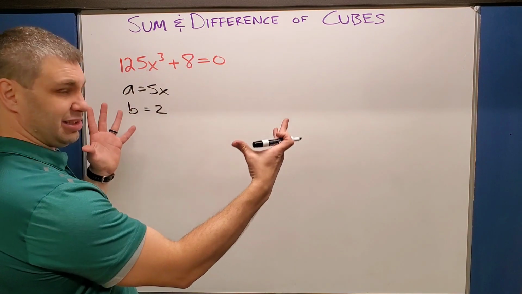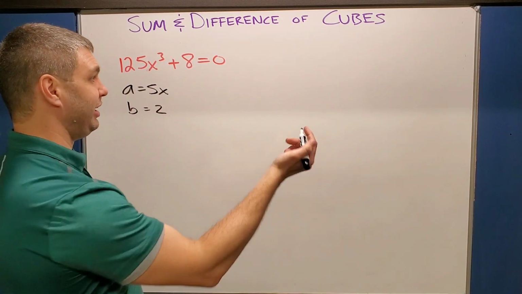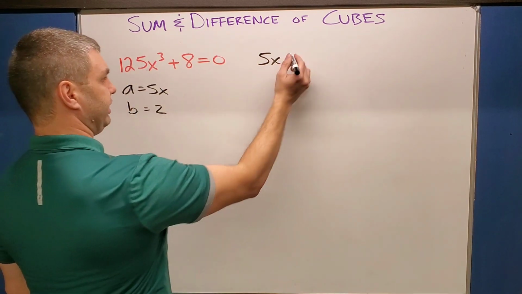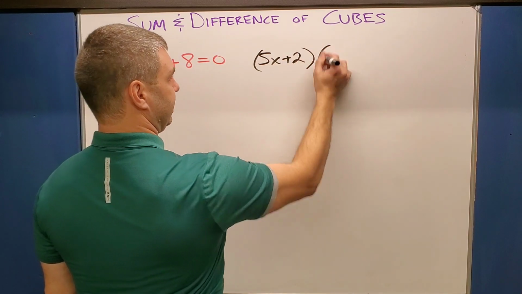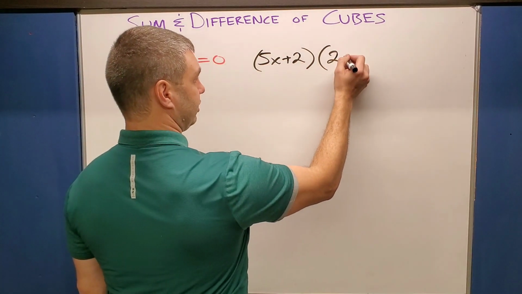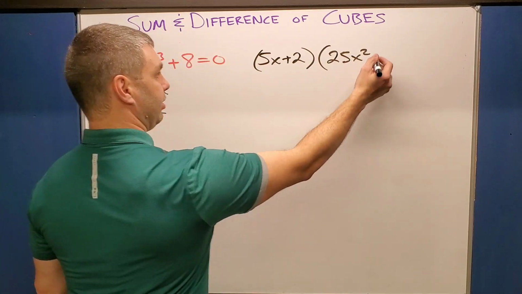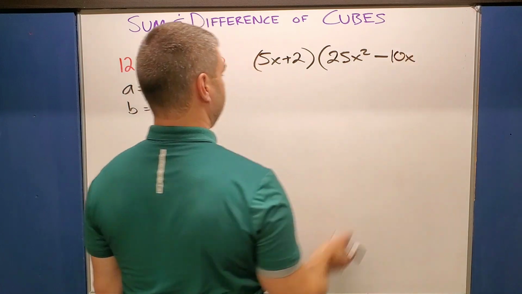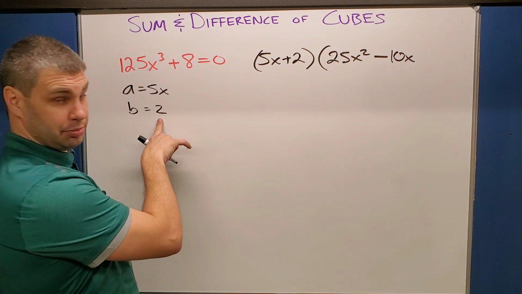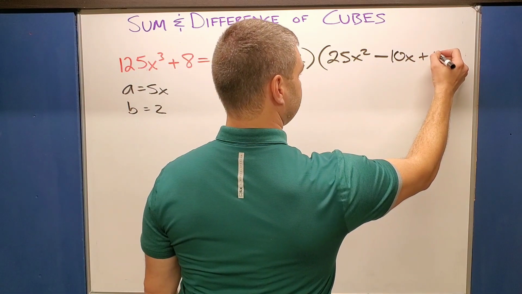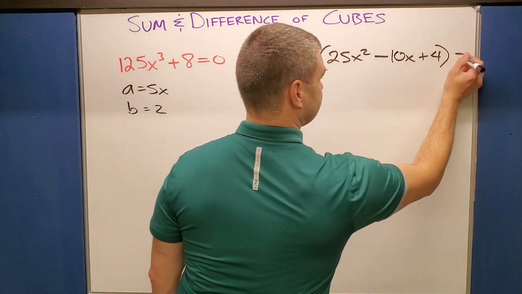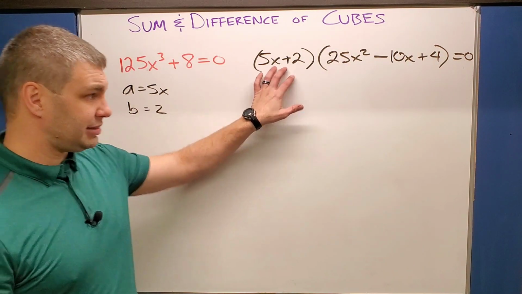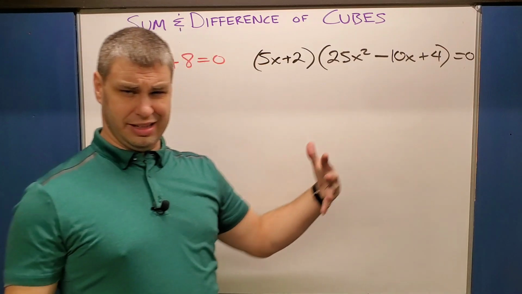All right, so if I just write what this would be in the formula, that equals 0 at the end. So we'll have our A, 5x, plus the B, okay? And then I need A squared, which is going to be 25x squared, and then minus the A times B, in this case that's 10x, and then lastly, plus the B squared, which is 2 squared, which is 4. Okay, and now again, like I said, this equals 0. So if the question's asking us to factor this completely, I need to set both this equal to 0 and this equal to 0, and then solve.